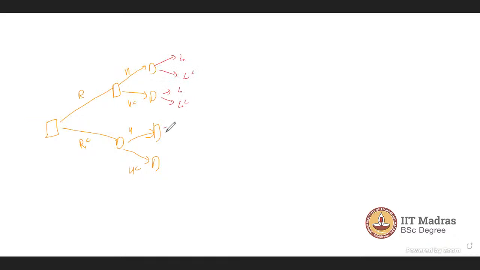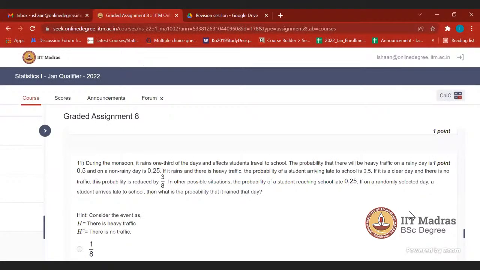So either it would be a rainy day, right? Or a non-rainy day. After that, you can split it into heavy traffic or not heavy traffic, right? That's what you did. After that, it could be late for school or not late for school in all the cases. And you have to find the probability that on a random day he is late to school.